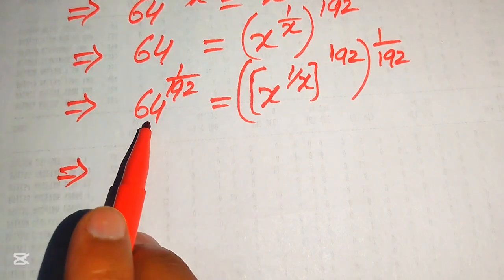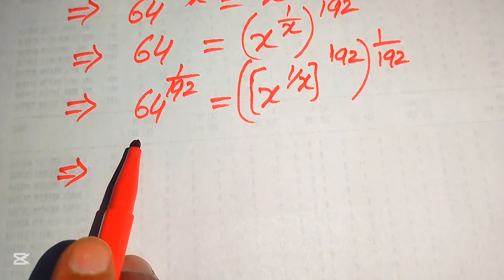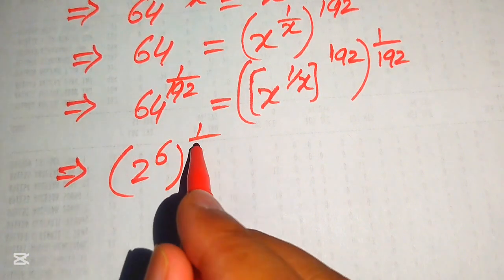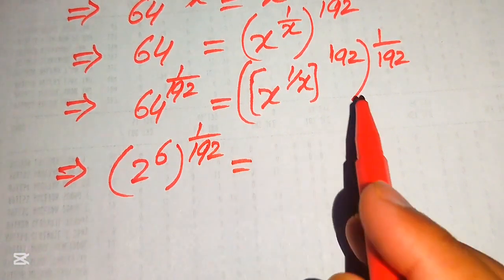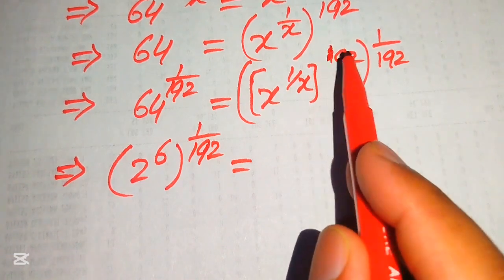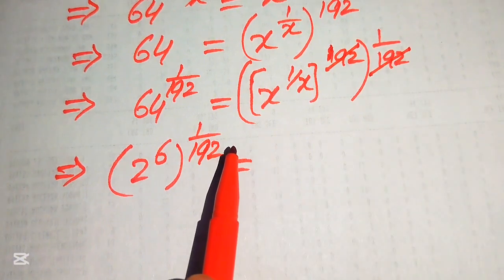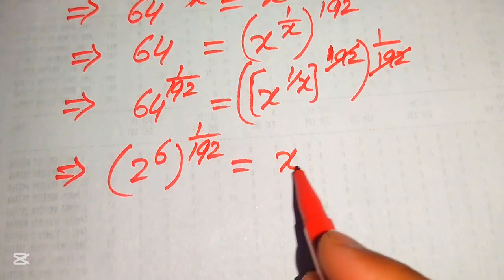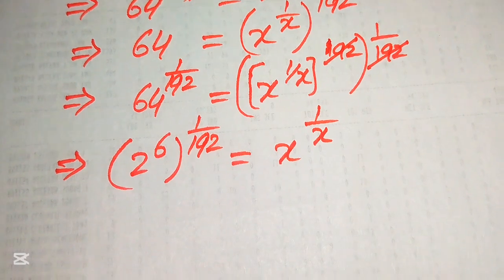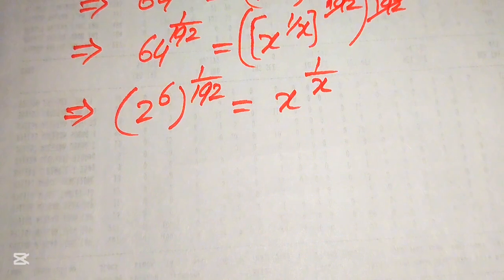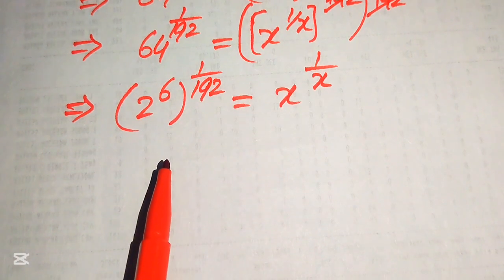According to this exponent law we write it as, in the left hand side you see here the base of this term is 64, and we know that 64 is equal to 2 to the power of 6, and its whole power is 1 over 192, and here we multiply these two exponents, and you see here this 192 is cancelled out by this 192, and we will get here x to the power of 1 over x. And now in the next step you see here in the right hand side we have the exponent as the reciprocal of its base, so now we need to make this type of condition in the left hand side.